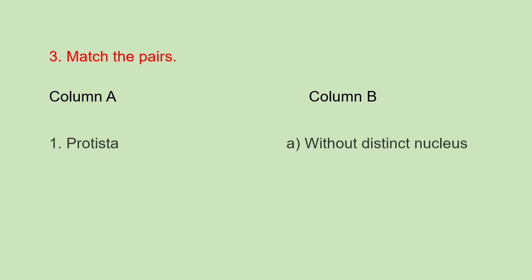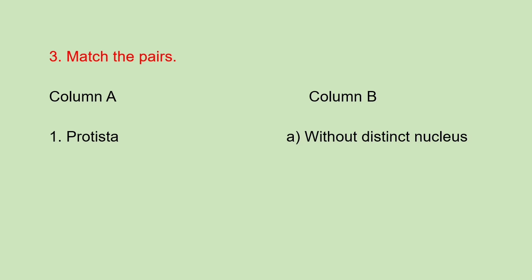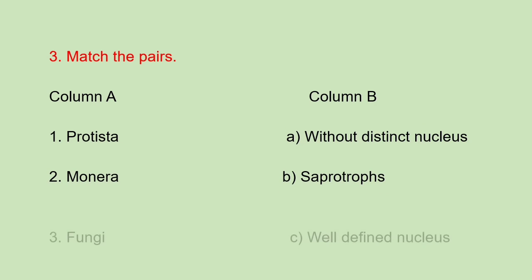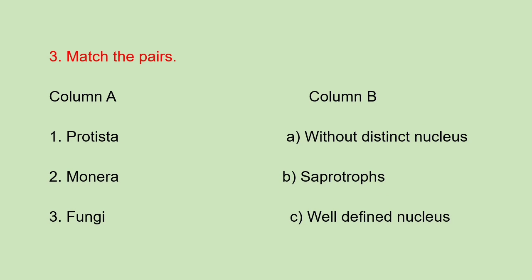Question number 3. Match the pairs. Here two groups are given, column A and column B, in which Protista, without distinct nucleus, Monera, saprotrophs, fungi, or well-defined nucleus. These are two columns. Let's match the pairs. Protista have a well-defined nucleus. Monera, without distinct nucleus, while fungi are saprotrophs.